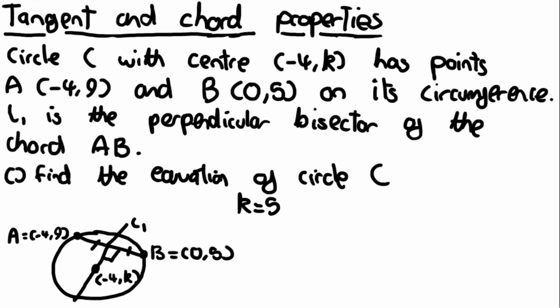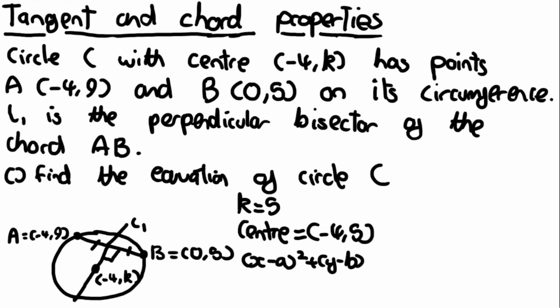So for part C, we now know the centre of the circle, which is equal to (-4, 5). And if you recall the equation of a circle, x minus a squared plus y minus b squared is equal to r squared. We know a and b now because we know the centre of the circle. We just need to know r. Well, we can figure out r because we know the centre of the circle and we know 2 points on the circumference, and therefore the radius of the circle will be the distance between either of these 2 points, the centre and the circumference.